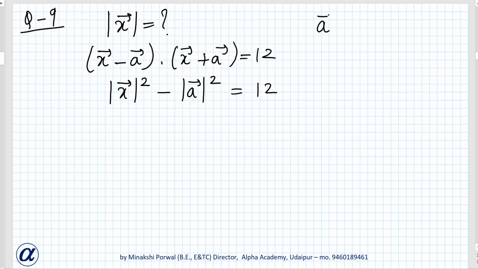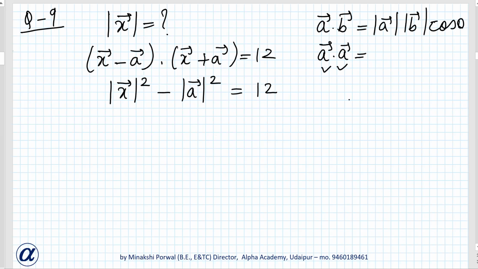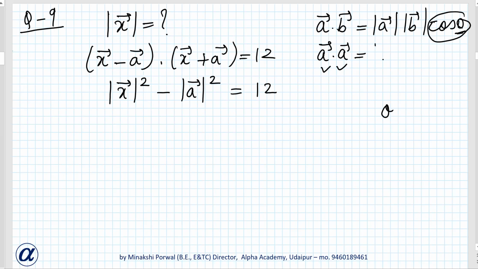Basically A dot B is mod of A mod of B cos theta. Now A dot A is the same, so what will be the angle theta between the two vectors when I take B also as A? If B is also taken as A, what will be the value of theta? Theta will be 0. So cos theta will be 1, and this can be written as this square.